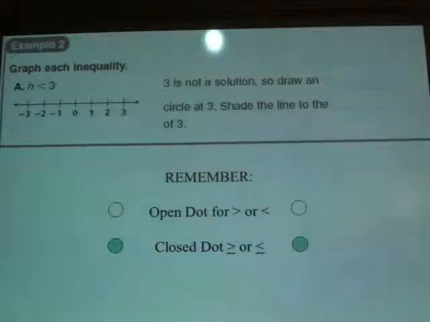So what you're going to do is have a number line that represents your inequality. And on that number line, you always want to make sure you have 0 and whatever the number is in your question. Now, since in this one it says n is less than 3, the number in my question happens to be 3. Eventually, we'll get to the point where we have to solve these for whatever the number is, which is no big deal.